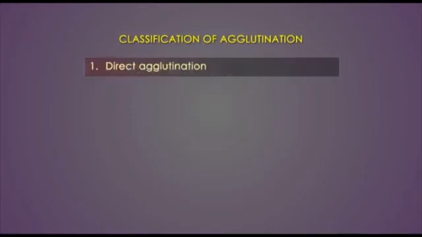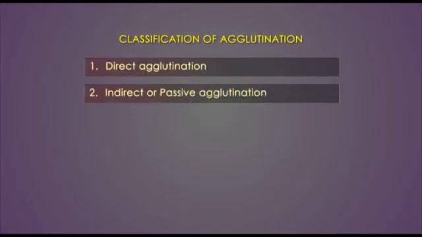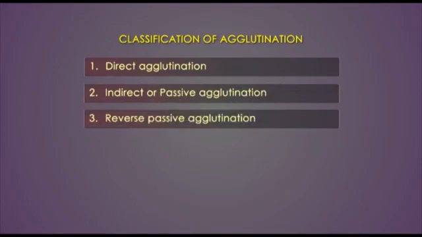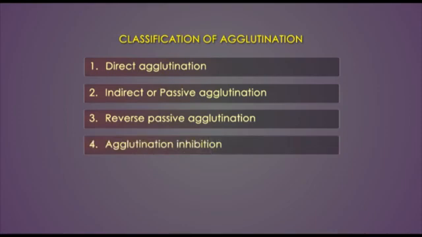Classification of agglutination. Agglutination reactions could be classified as follows: direct agglutination, indirect or passive agglutination, reverse passive agglutination, agglutination inhibition, and co-agglutination.